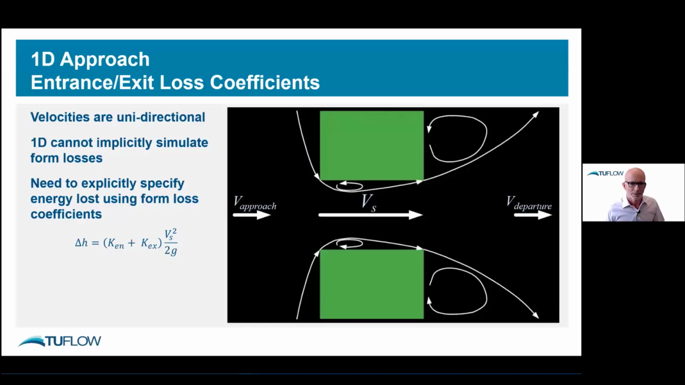So you have to explicitly specify any energy lost, such as an entrance coefficient, which you'd all be familiar with, or an exit coefficient. So, you've all punched into your software what the culvert entrance loss coefficient is and what the culvert exit loss coefficient is. And the head drop due to those changes in form is simply that equation there: the sum of the two coefficients times the velocity in the structure squared on 2g. So that's pretty straightforward. It's very common. No dramas there. There's a lot of documentation around good values for entrance and exit losses.